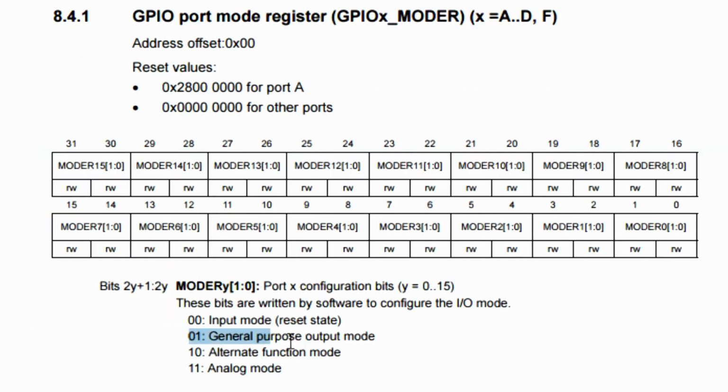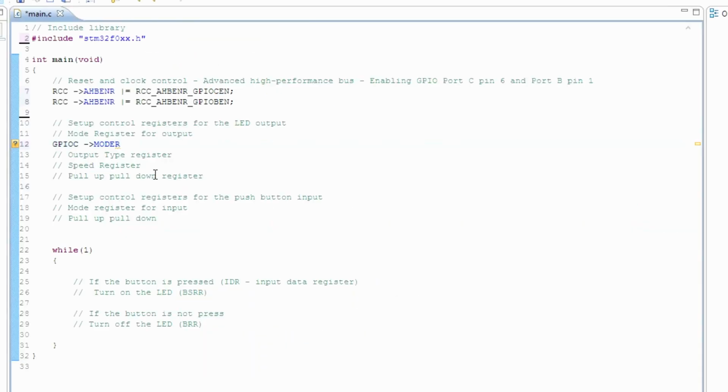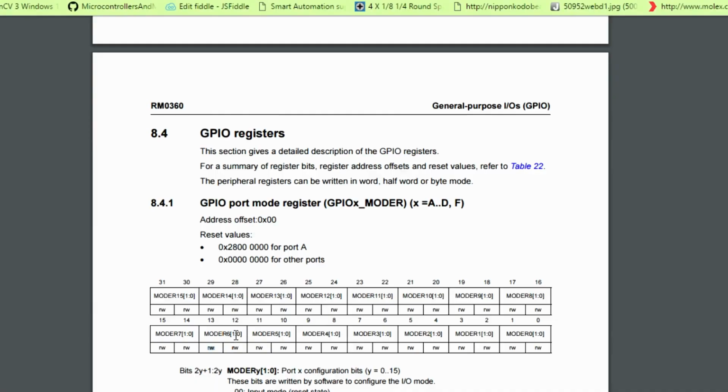So we need the general purpose output mode, which is a 0 and a 1, and we're doing it to the 6th pin. So that'll be a 0 and a 1. So we're going to put in the 1 first. Actually, I did that backwards, didn't I? Yeah, that's the 1 here, and then that's the 0 spot. So the first spot would be a 0, and the second spot would be a 1.